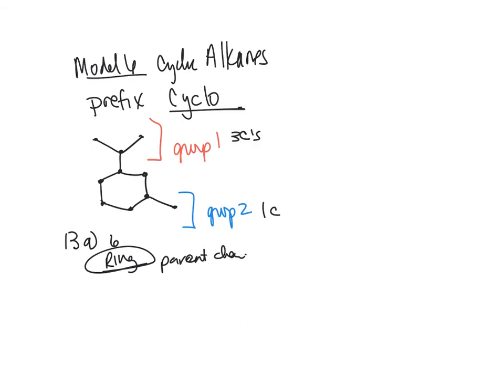Okay, most of the time when I give you rings, the ring will be the parent. I don't know if you'll have that in Sapling. Name the parent chain for the above compound. Remember to use cyclo in the ring of the parent name. So what's hexane? This would be cyclohexane is your parent. Name the substituents with Y. So this one here, isopropyl, and this one is methyl.